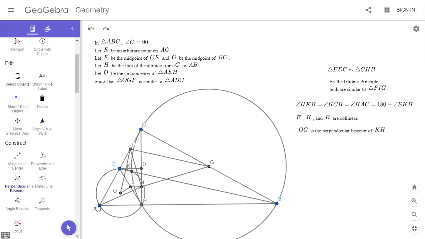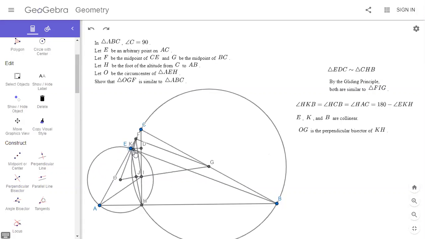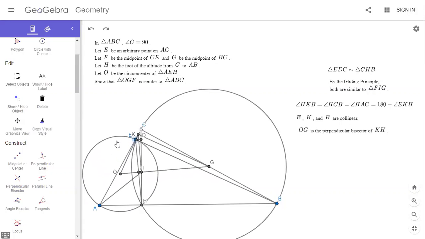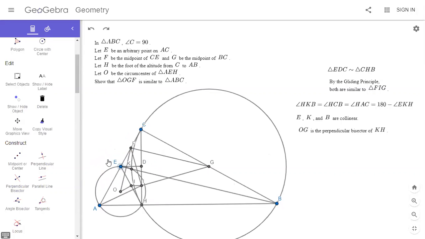Okay, wait a second. I'm confused even now. But one thing is sure. I don't think A, O, and G can be collinear, because if we move, we can make point O really high. Yeah, there's no way AO and G can be collinear. That was a mistake I made.